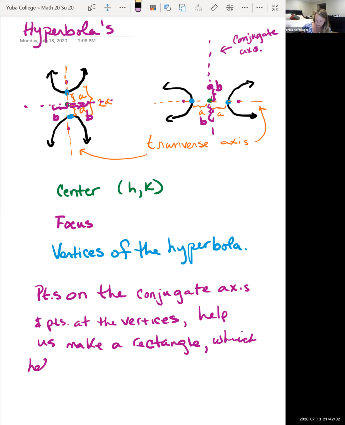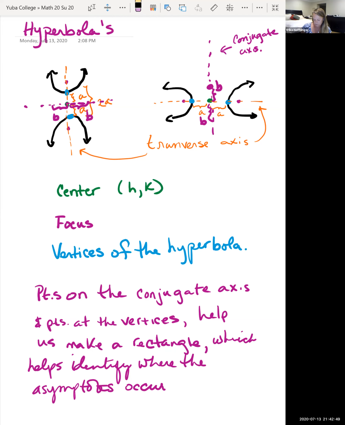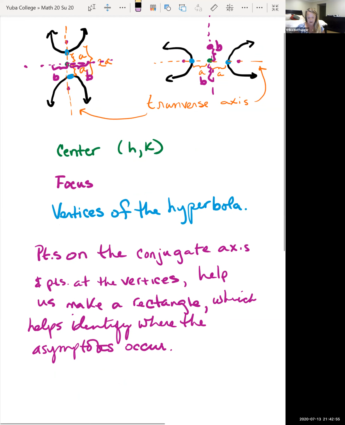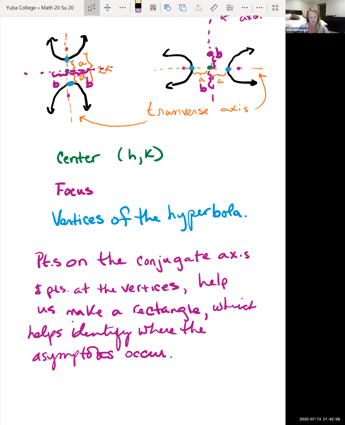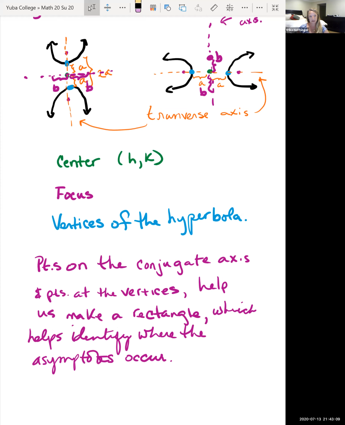Which helps us identify where the asymptotes occur. So just kind of bear with me, I'll help you with that in a minute. But let's go back to the direction our hyperbola is facing and the equations that will help us find the center, what our a value is and our b value is, and help us graph.